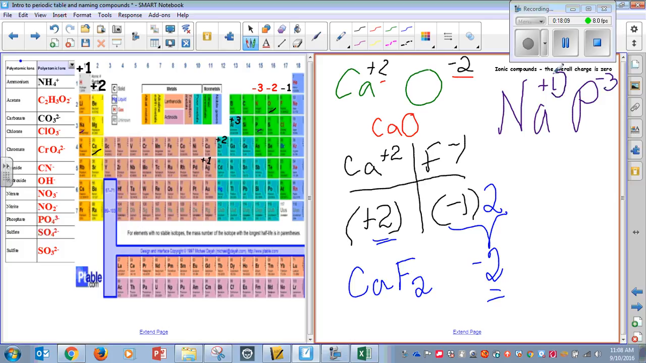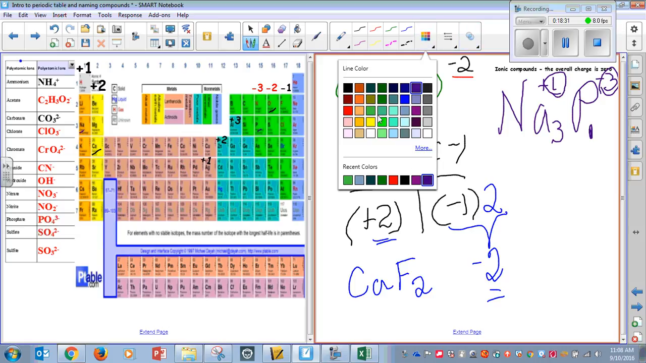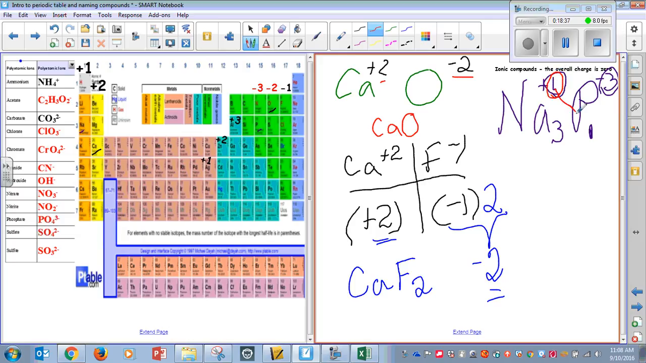So 1 and -3. What do I have to multiply 1 by in order to get it equal to -3? I would have to multiply 1 by 3. So if I had 3 sodiums for every 1 phosphide, then I would have 3 positive charges and 1 negative charge. Well, look what that does. In essence, I took the number 1 and I wrote it here. And I took the number 3 and I wrote it there in order to get Na3P. We call this the crisscross method.